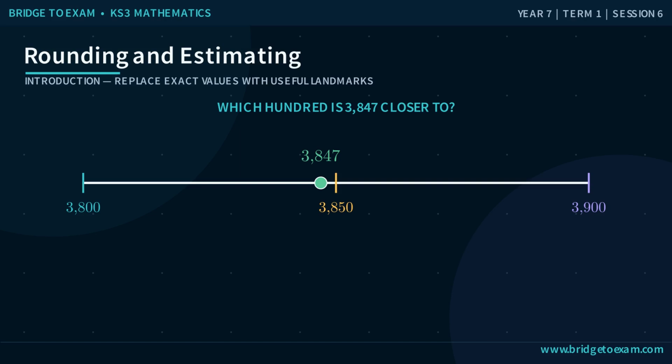Suppose we round 3,847 to the nearest hundred. Is it closer to 3,800 or 3,900? Today you will learn the digit rule, round whole numbers and decimals, estimate calculations, complete applied examples, and answer 3 practice questions with time to pause.